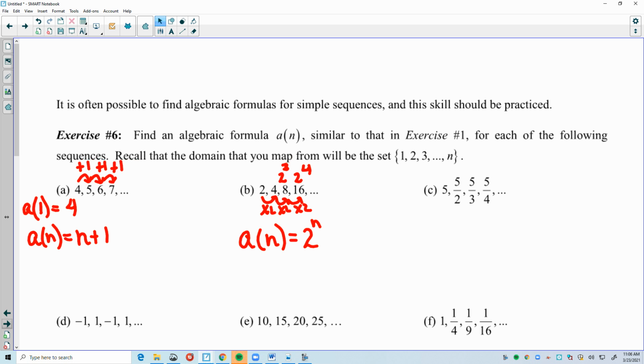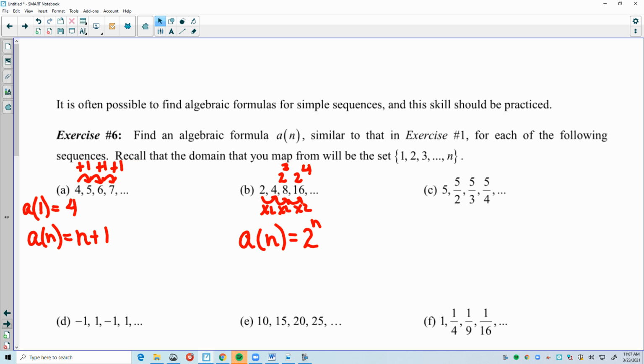And if n is 1, being our first term, 2 to the first power is 2. If n is 2, being our second term, 2 to the second power is 4, and so on and so on. Some of these are going to take practice. I'm going to do letter C with you and then let you try D, E, and F on your own and see how well you can do with these.